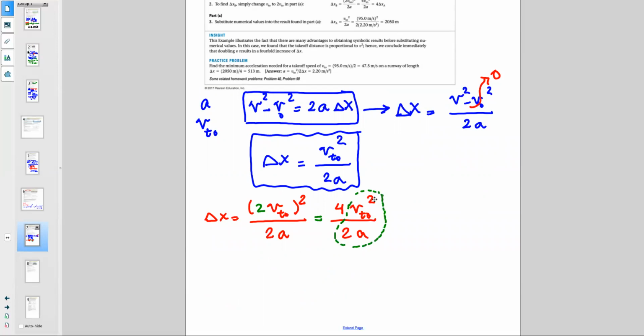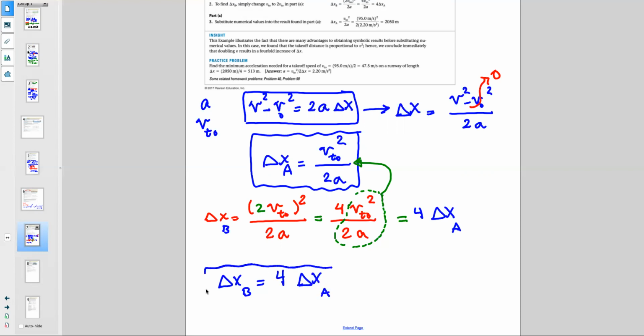Have you seen this somewhere before? Yeah, it's right here, right in front of you. You've seen it before. So what I have is 4 times, this has a name, it's called delta x. For what plane? For plane A. Okay, so this is for plane A. This is for plane B. So delta x for plane B is 4 times the delta x for plane A, because it requires double the takeoff speed.